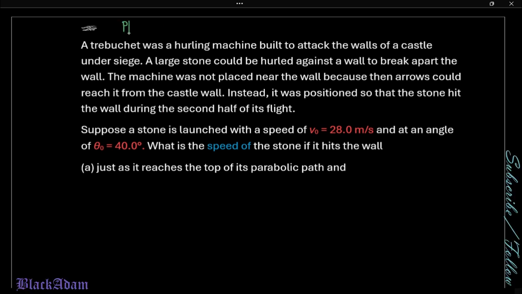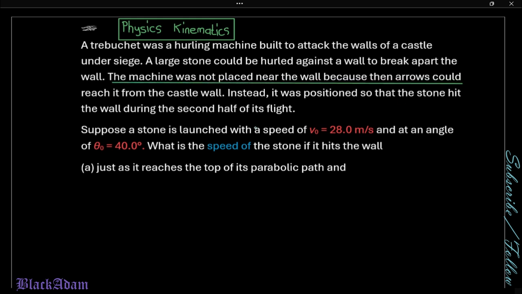Welcome. So we have a trebuchet, and this is a physics class, and we're doing physics in kinematics as part of projectile motion. The trebuchet is a hurling machine that throws a large stone towards a wall. The machine was not placed near the wall actually. Initial velocity is 28 meters per second, and the initial angle is 40 degrees.